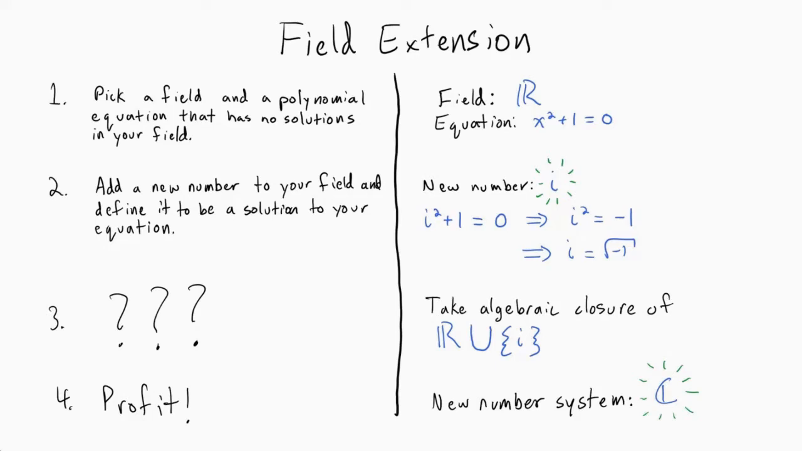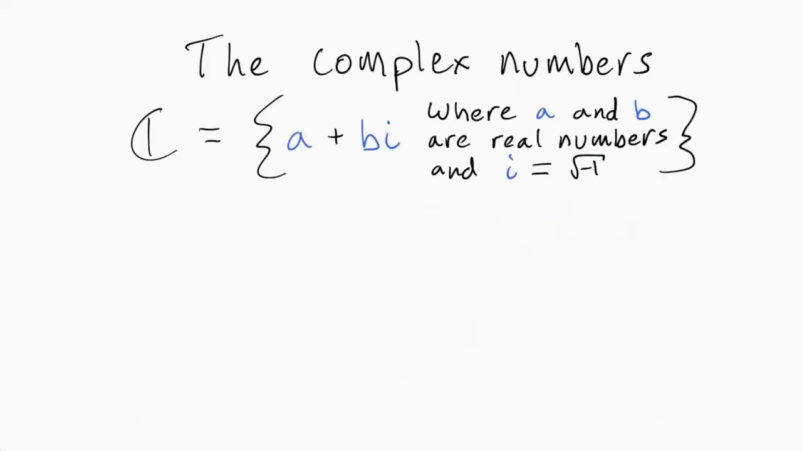The important takeaway is, if you've got a polynomial equation that you can't solve, there is a well-developed method from Galois theory for extending your number system to create a new number system where you can solve that equation. Doing this with the real numbers gets us the complex numbers, numbers of the form a plus bi, where a and b are real numbers and i is the square root of -1.